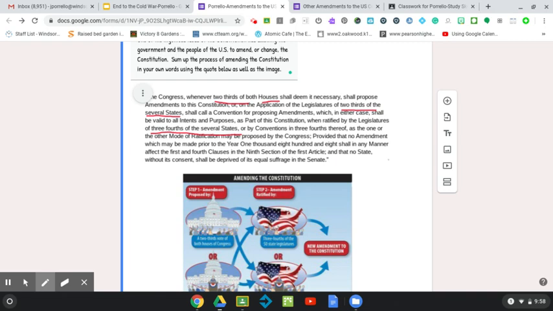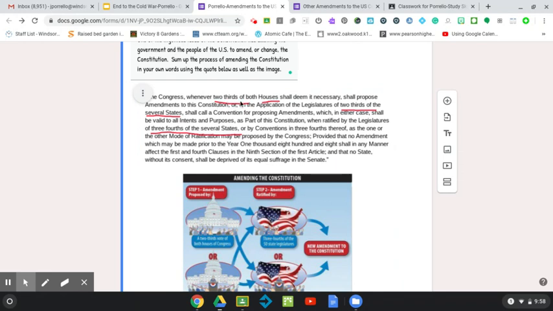be proposed by the Congress, provided that no amendment shall be made prior to the year 1808 shall in any manner affect the first and fourth clauses in the 9th section of the first article, and that no state without its consent shall be deprived of its equal suffrage in the Senate. Woo! All right, so that was a lot. But I underlined the key points here. And you can see this here.